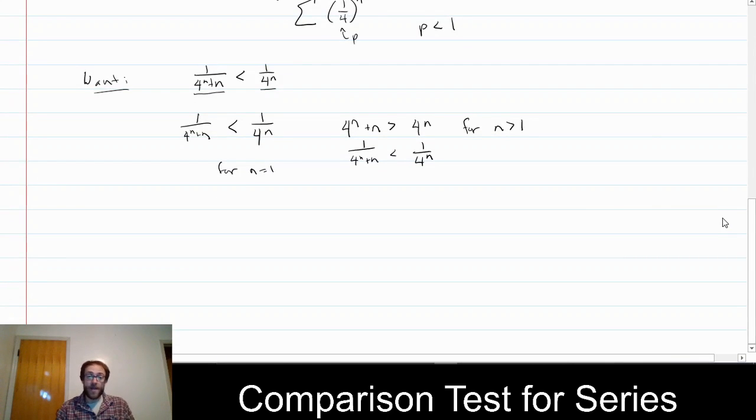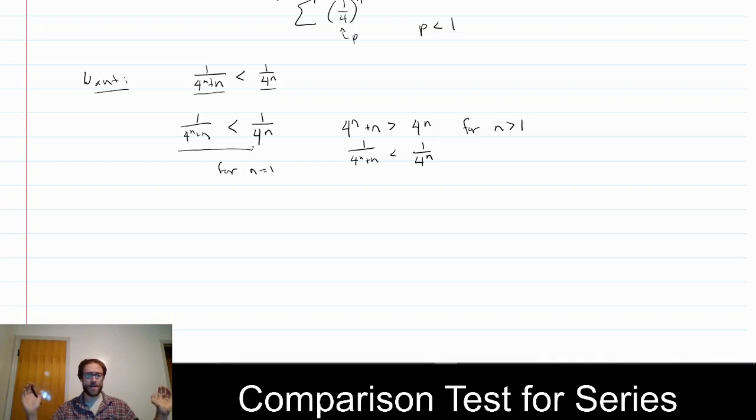Well, what about the 0? And the answer is we don't really care about the 0. In fact, we don't care about the first term if it doesn't match. We don't care about the second term, the third term, the 10th term, the 100th term, the millionth term, the billionth term. We don't care about any of those as long as our condition is met eventually for everything past that point. So we only care about the tail end.